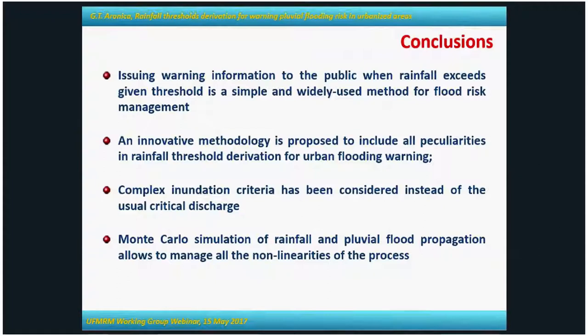The use of thresholds is very simple and is now a widely used method for flood risk management in natural catchments, and can be used in this kind of situation too. The methodology is quite innovative because it is capable of including all the peculiarities specific to the derivation of rainfall thresholds in urban areas, like flood propagation in terms of hydrodynamic damage. The complex inundation criteria has been considered, as it should be, instead of the use of critical discharge. The multi-hour simulation allows us to manage all the nonlinearities of a very complex process: rainfall, hydrodynamic propagation, inundation criteria, response of the area. So you can put all together in this multi-hour framework.